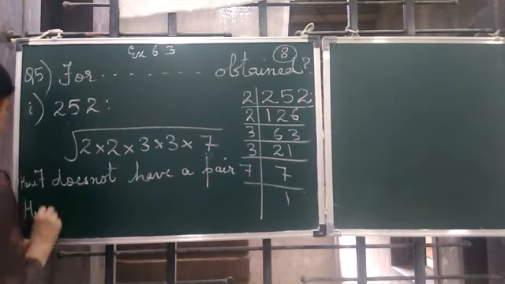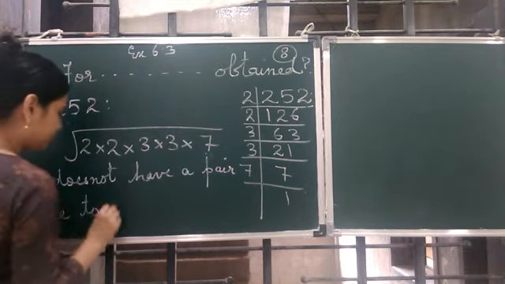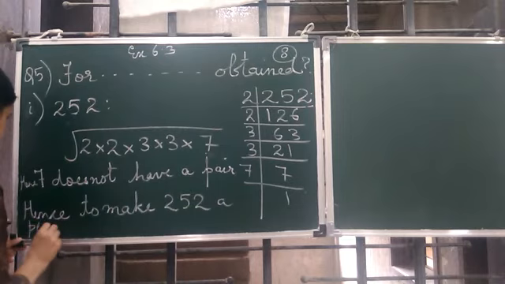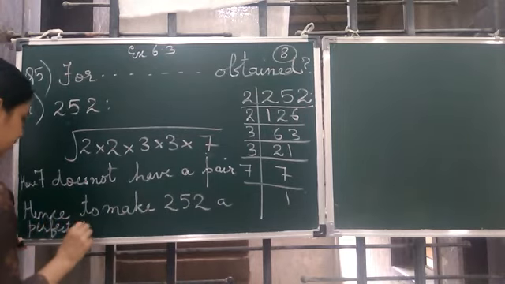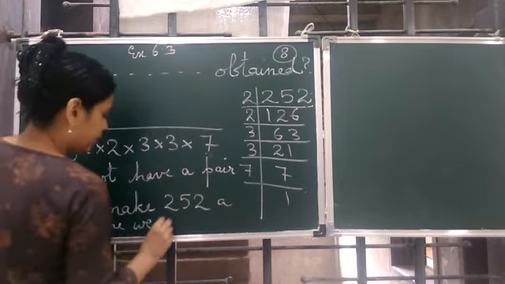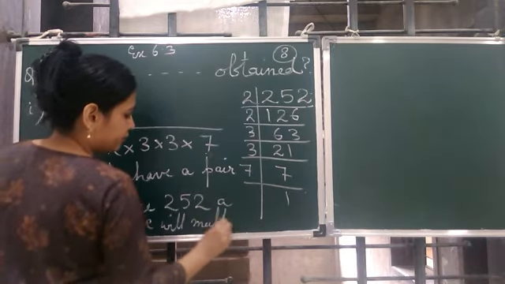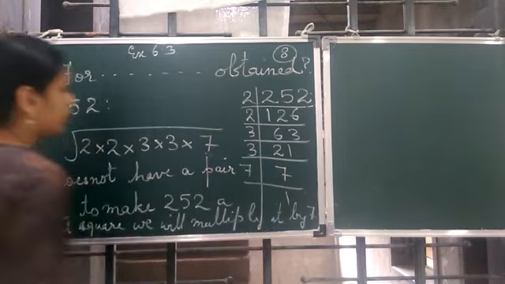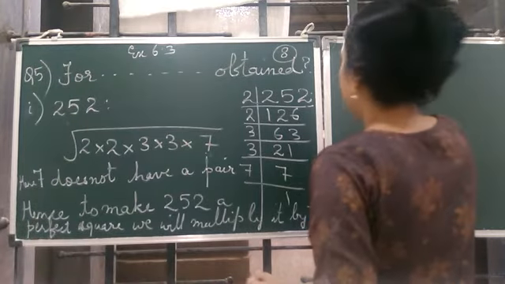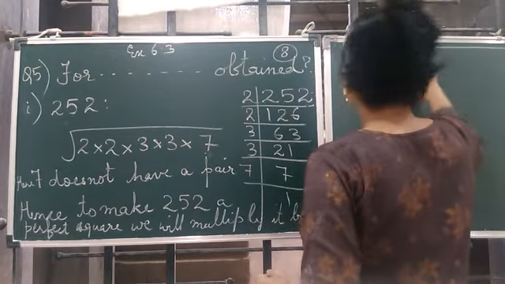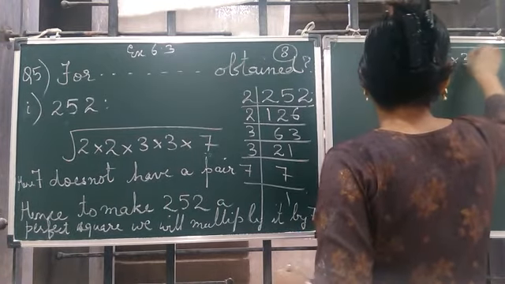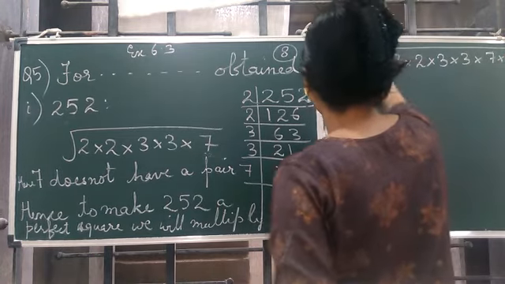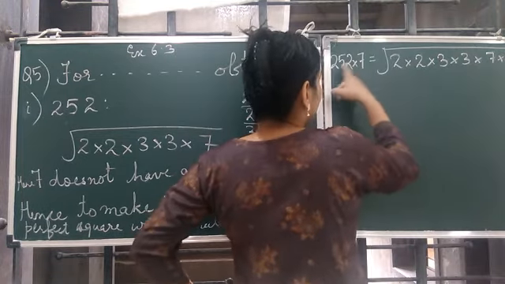Hence, to make 252 a perfect square, we will multiply it by 7. Okay, so this becomes what? 2 into 2 into 3 into 3 into 7 into 7. And here also 252, because we are multiplying there, so we have to multiply here also. So we will find out what this number should actually have been.